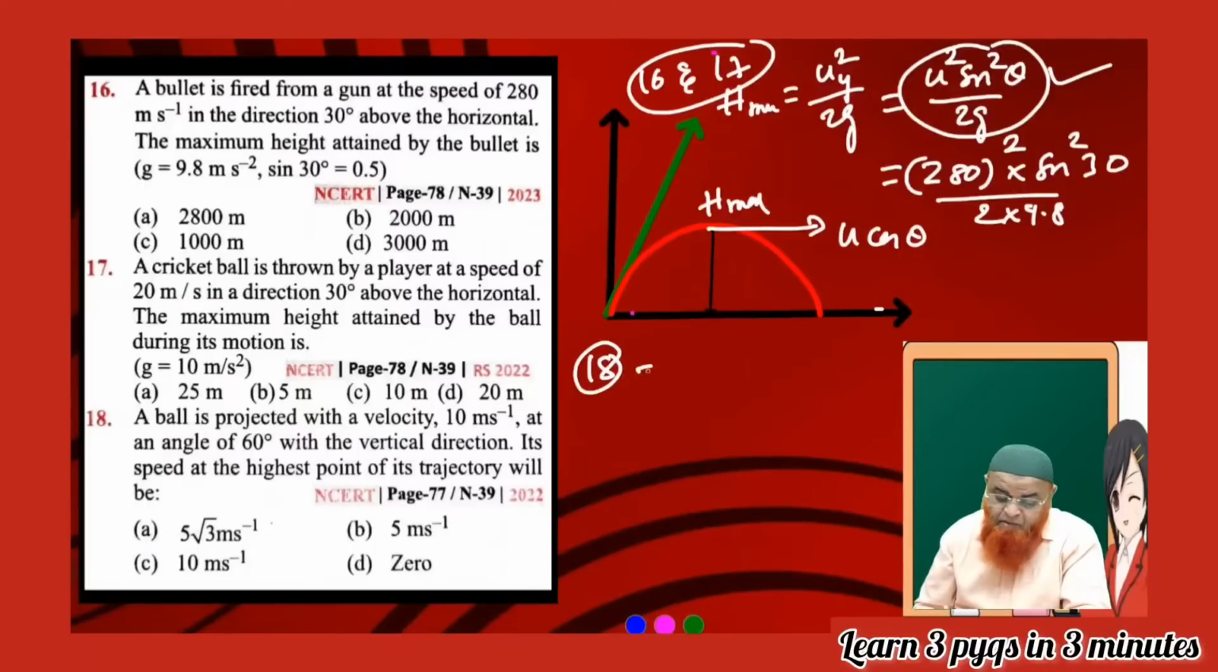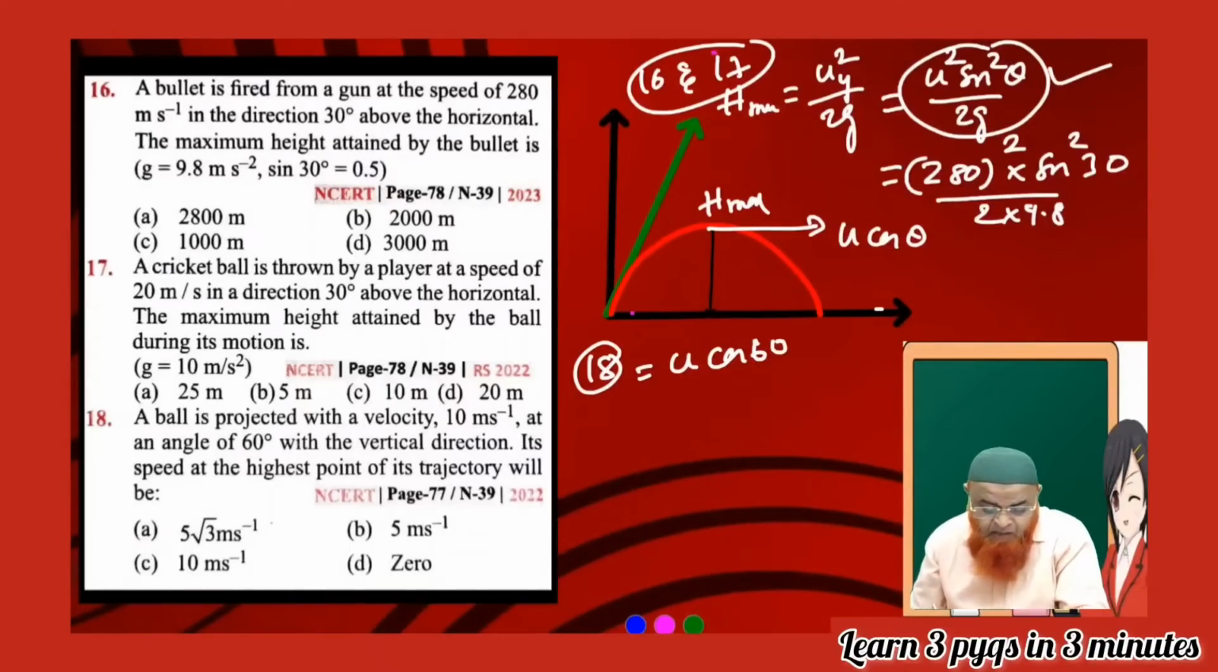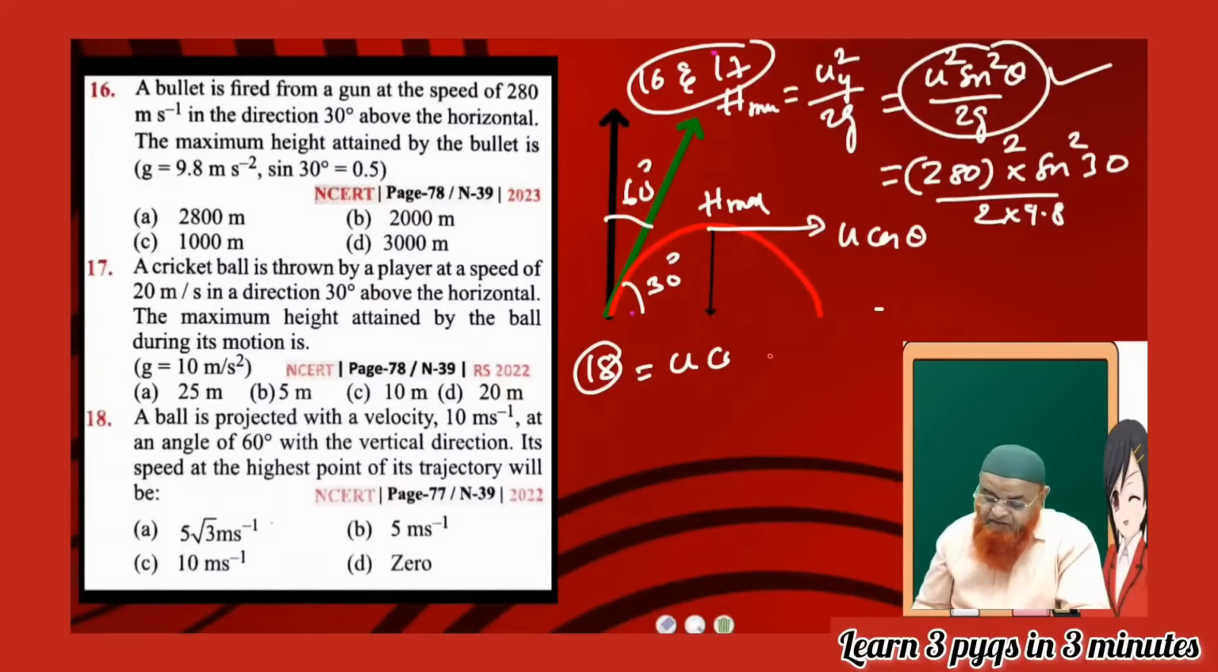Whereas if you want to solve problem number 18, you just apply the formula, that is u cos theta. And here theta is given as an angle with the vertical. He's telling that it is making an angle of 60 degrees with the vertical. So if it is making 60 degrees with the vertical, with the horizontal it is going to make 30 degrees. So you have to write here u cos 30.